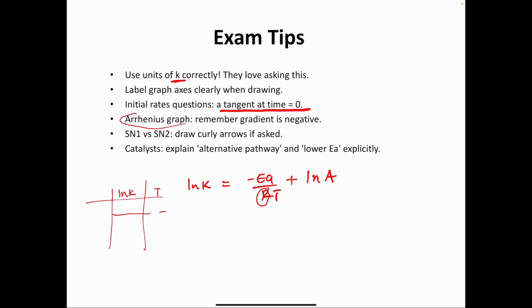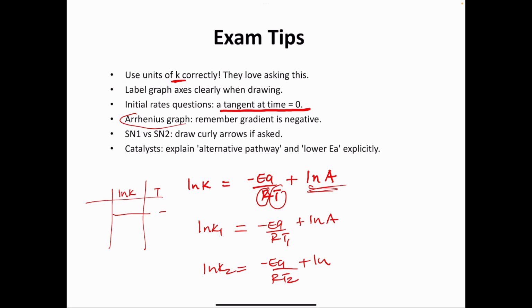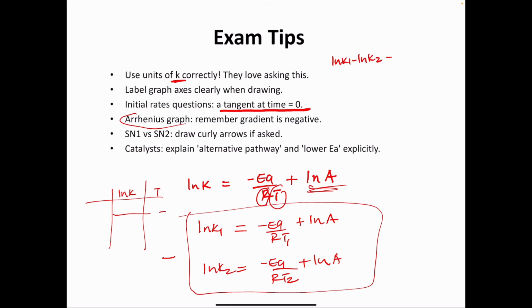If this is given and this is known, we will be able to use something like a simultaneous equation. Since A is a constant, it's going to be cancelled out. So natural log of k1 equals negative Ea over RT1 plus natural log of A. And then natural log of k2 equals negative Ea over RT2 plus natural log of A. And then we combine them by elimination. So subtract. This is going to be natural log of k1 minus natural log of k2 equals negative Ea over R into 1 over T1 minus 1 over T2. Because the A cancels out, if you subtract them, they disappear.